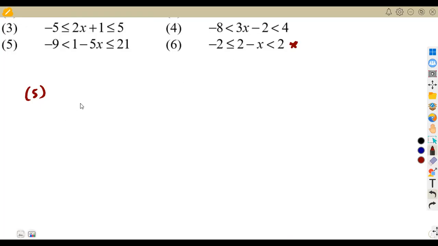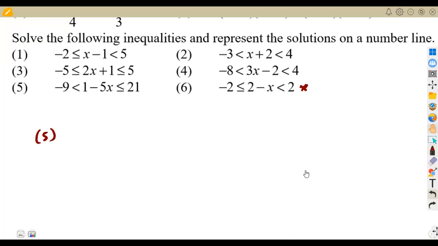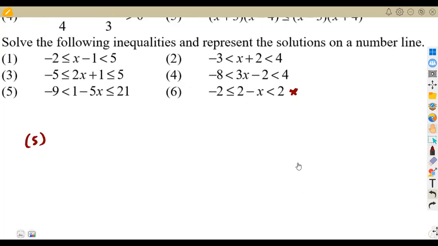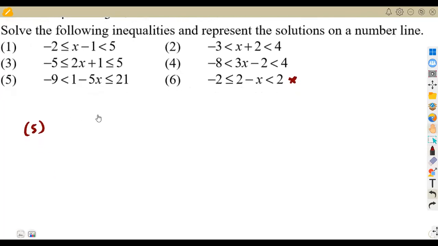If you have a challenge, let me know, guys, in the comment section, so that you can be helped with the questions that I asked you to try. Okay, number 5, we are given 1 minus 5x, greater than negative 9, but less than or equal to 21.